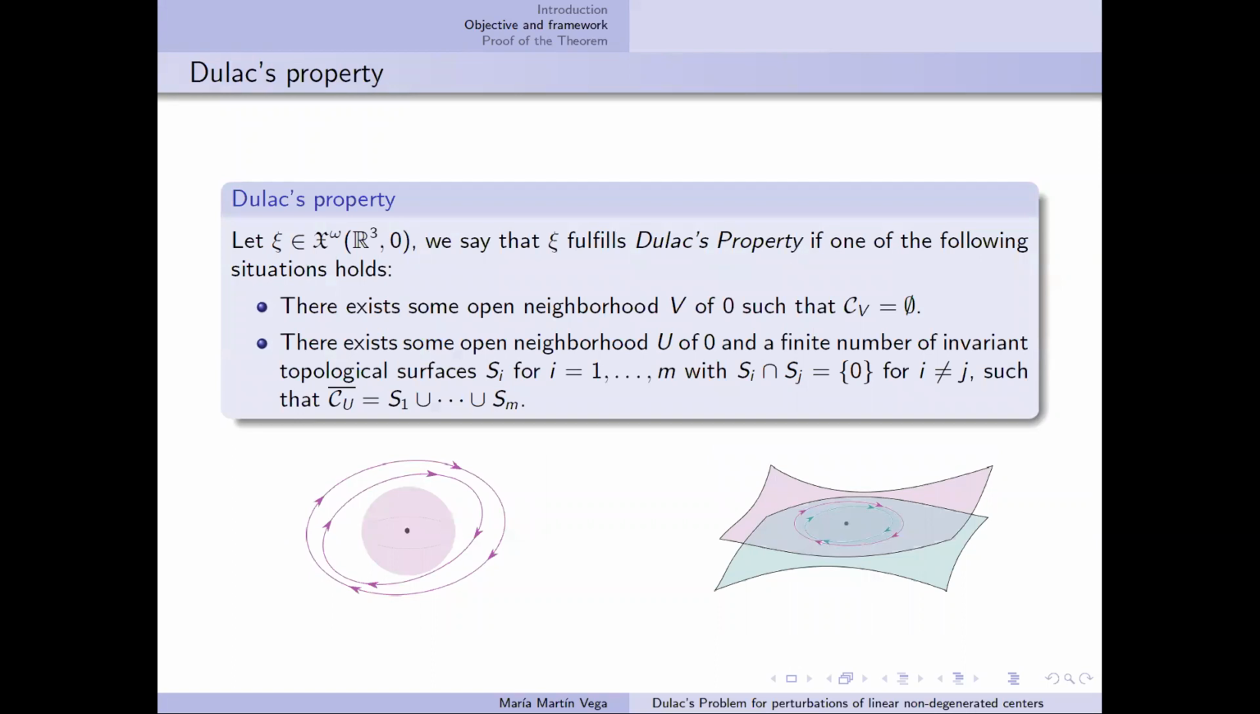So the property that we want to prove is Dulac's property. If we have an analytic vector field, we say that it fulfills Dulac's property if we have one of these possible situations. First, in some neighborhood, we don't find any cycle, that is, the set of cycles is the empty set. And secondly, if we find some neighborhood of the singularity where we find a finite number of surfaces, and these surfaces only intersect in the singularity, and the set of cycles is just the union of all of these surfaces, well, the closure of the set of cycles.